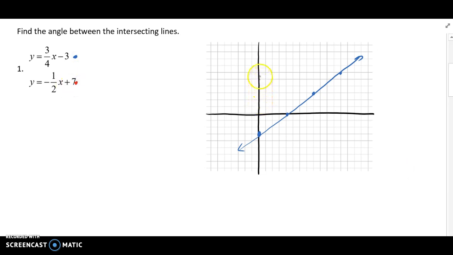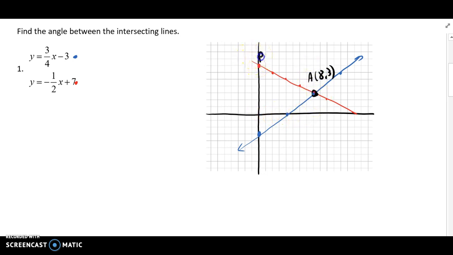Bottom line has a y-intercept of 7. 1, 2, 3, 4, 5, 6, 7. The slope is -1/2, so down 1 over 2, down 1 over 2, and so forth. They are going to intersect right at that point. And that point is 8, 3. I'll call that point A at 8, 3.